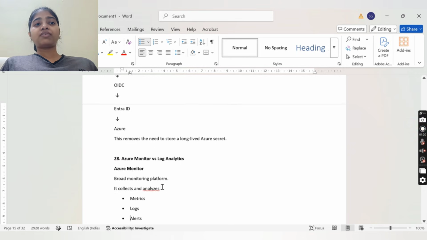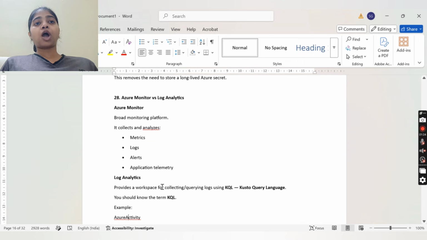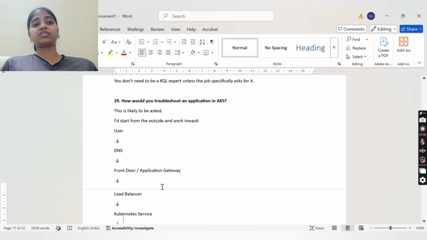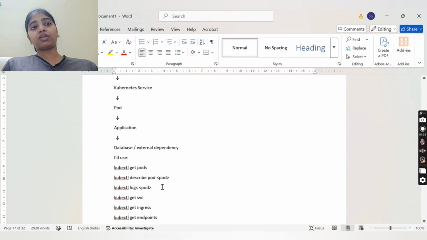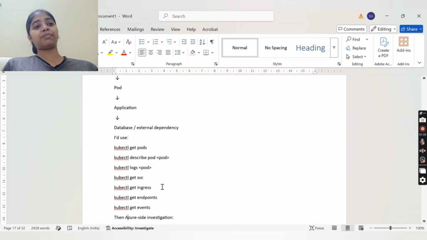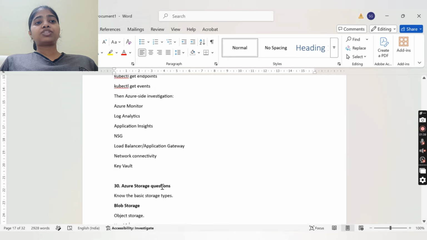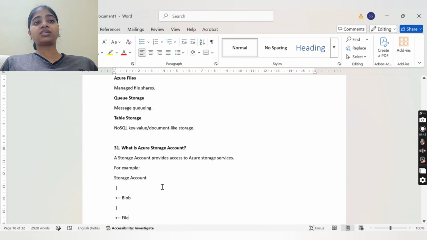Azure Monitor versus Log Analytics, and then how would you troubleshoot an application in AKS. Basically, where it is failing, like on the UI level, or on the network level, or on the application side. The Azure storage question. What is a storage account? What is a private endpoint?